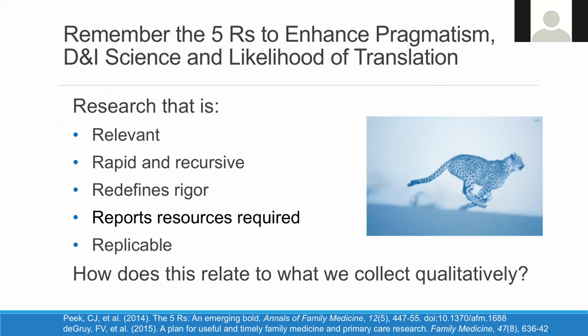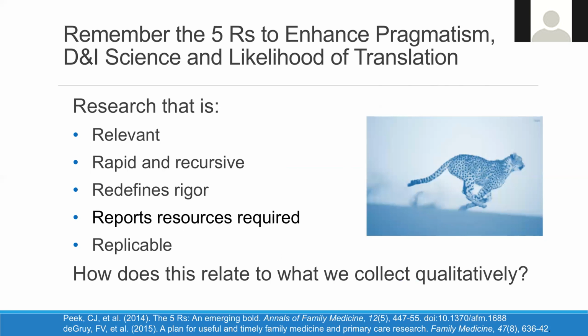So in the end, what we're trying to do with pragmatic or DNI research is create research that is relevant, rapid, and recursive so it can be useful quickly, is rigorous, reports on what resources are required, and replicable. So I would challenge you to think about, how does this relate to what we collect qualitatively? And that qualitative will help us understand this much better.